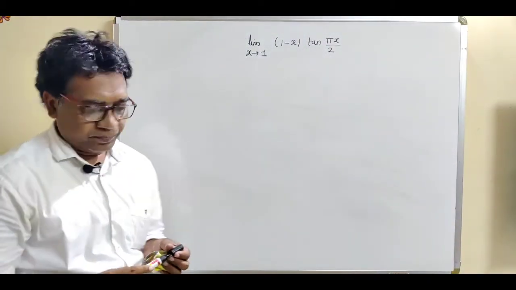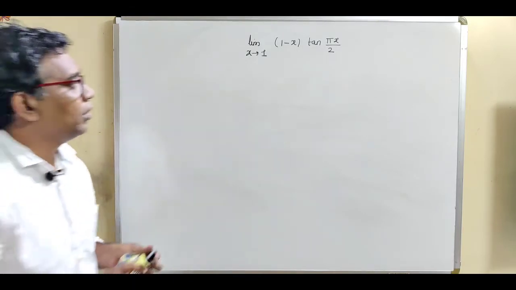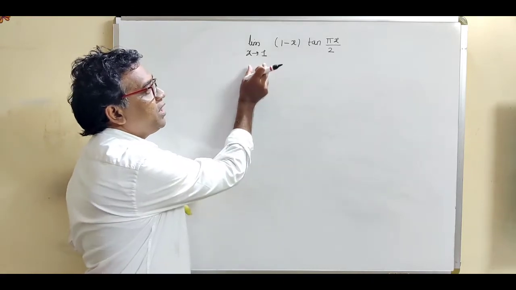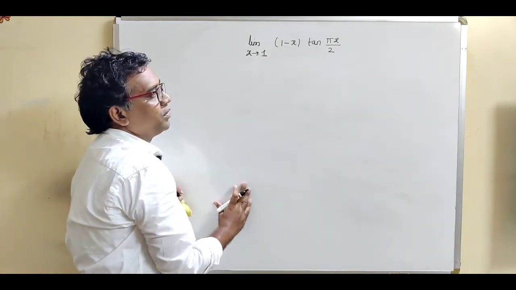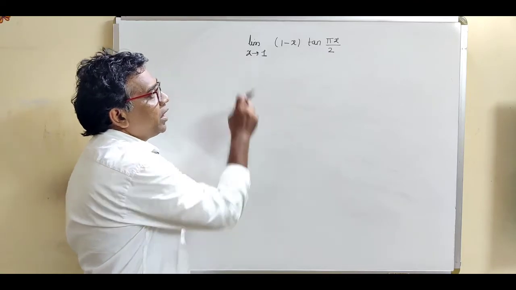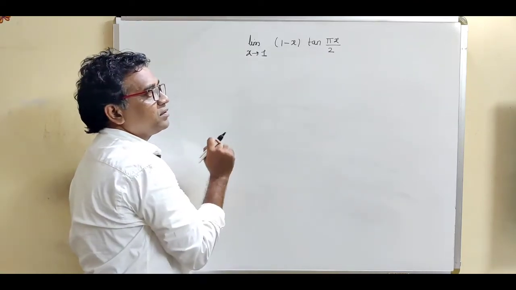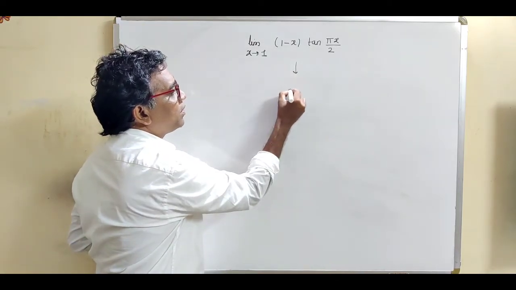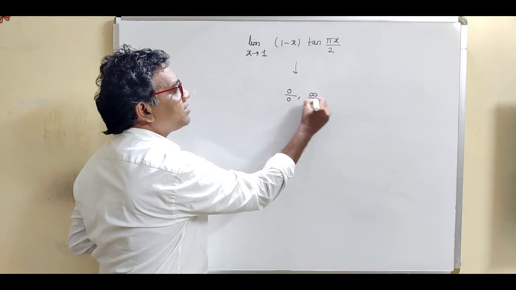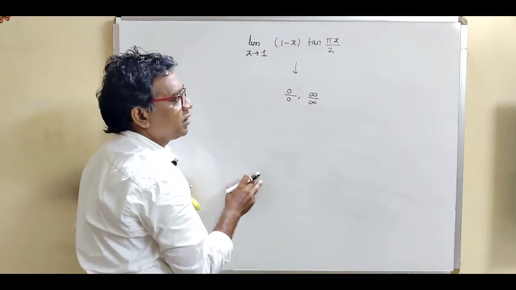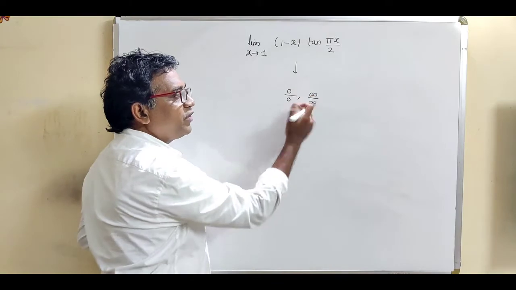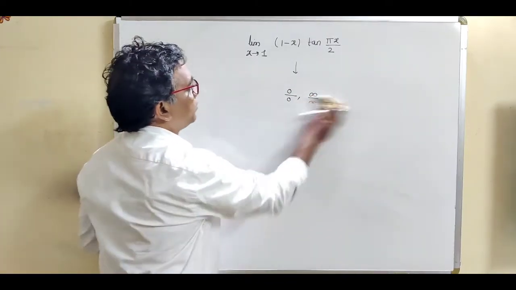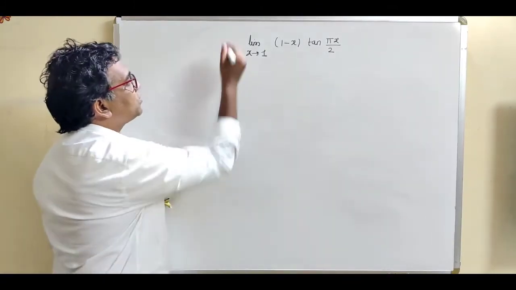So see, this is the same form. This limit form contains the product form. So see, what is the method? If the limit form contains the product, then anyhow we have to convert this form in terms of either 0 by 0 or infinity upon infinity. If the form is 0 by 0 or infinity upon infinity, then we can apply L'Hopital rule directly. So write down the solution.